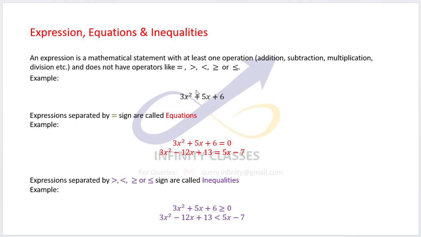Now, if that expression has an equal to sign, then it's called an equation. So it can be this expression equal to 0, or one expression equal to another expression. Similarly, when the expression is separated not by an equal to sign but by a greater than, less than, greater than equal to, or less than equal to sign, then it is called an inequality. These are examples of inequality: this is greater than equal to 0, and one expression less than another expression.